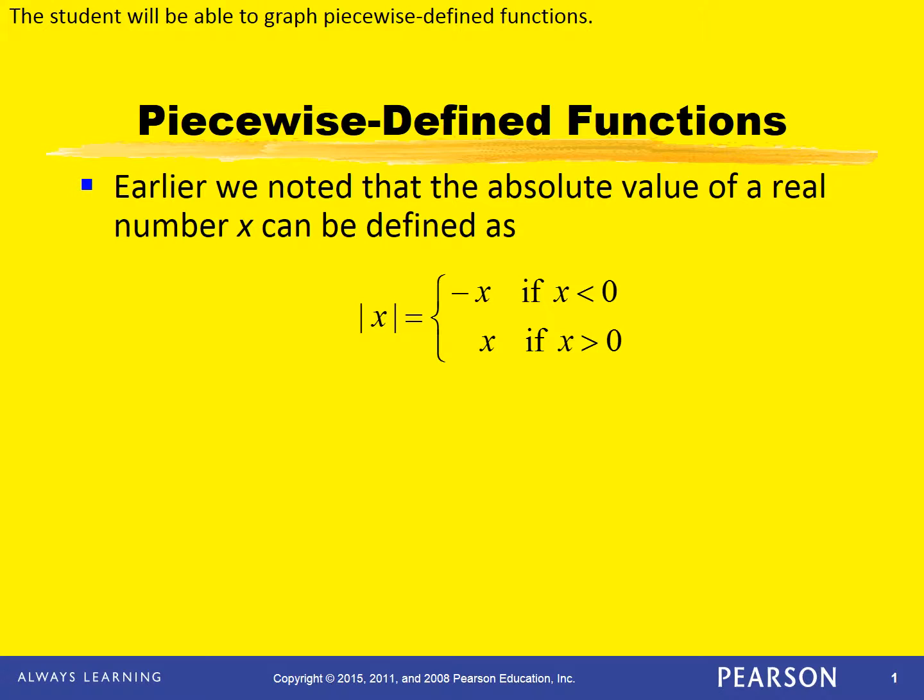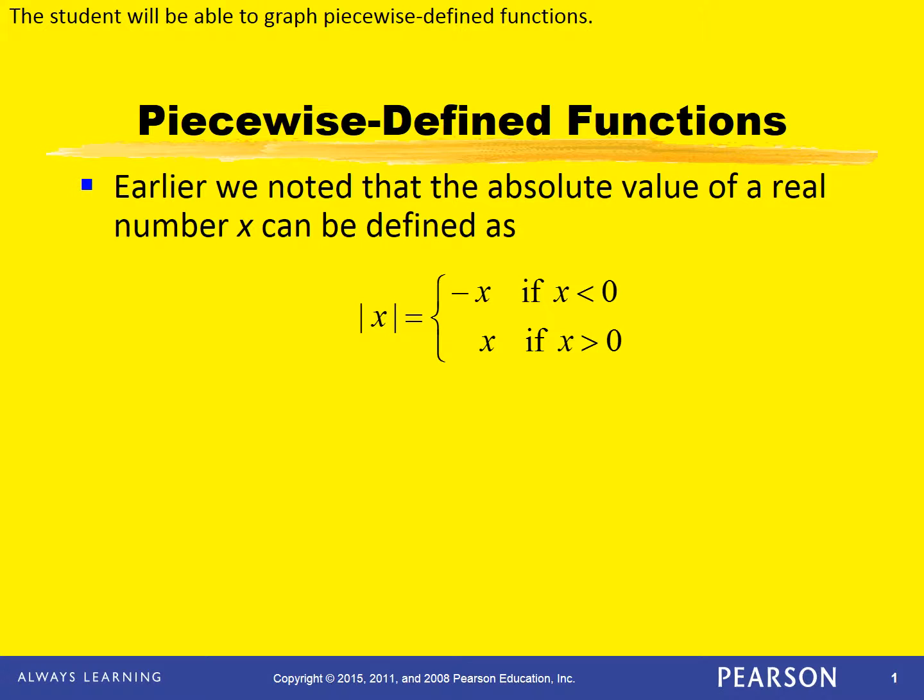The last objective of section 2.2 is that the student will be able to graph piecewise defined functions. What is a piecewise defined function? Well, you know one that we've seen already, and that is the absolute value function. It's defined in pieces, a left piece and a right piece.